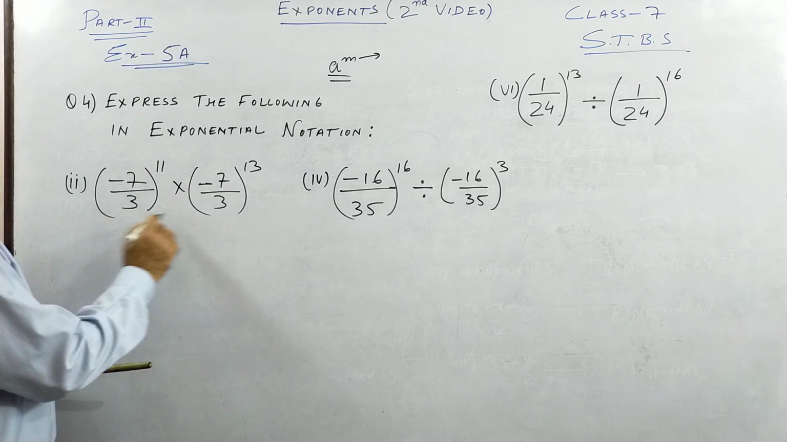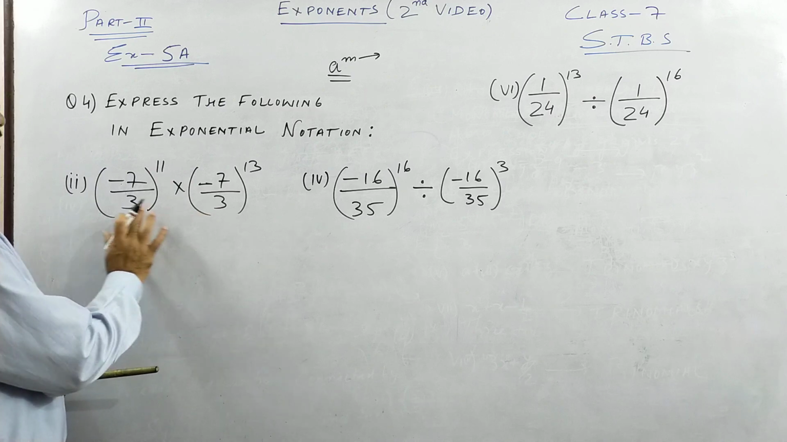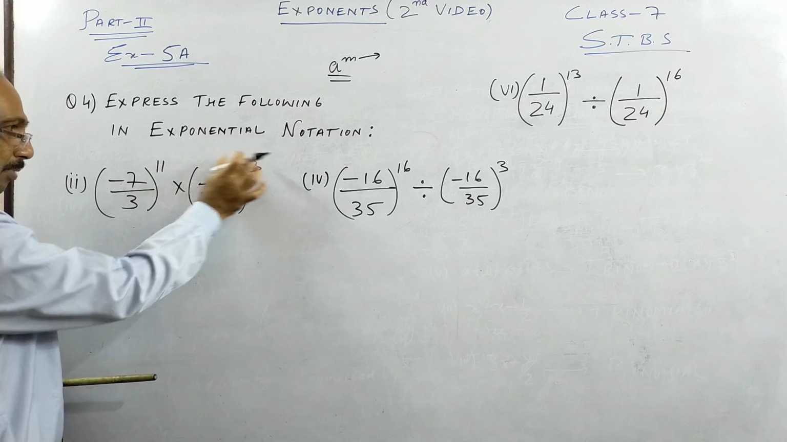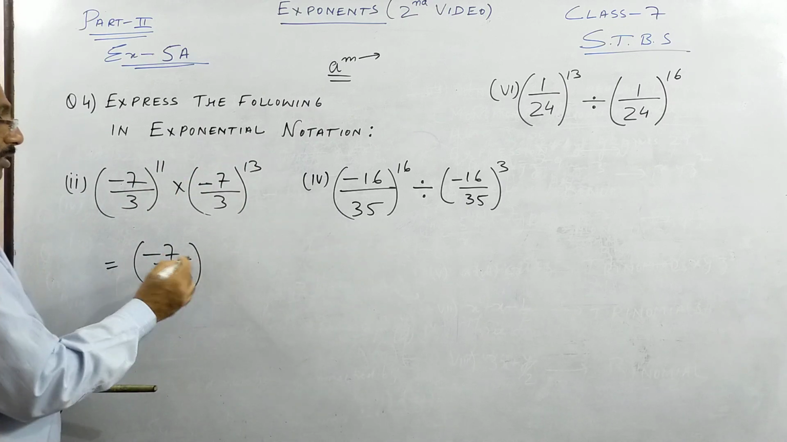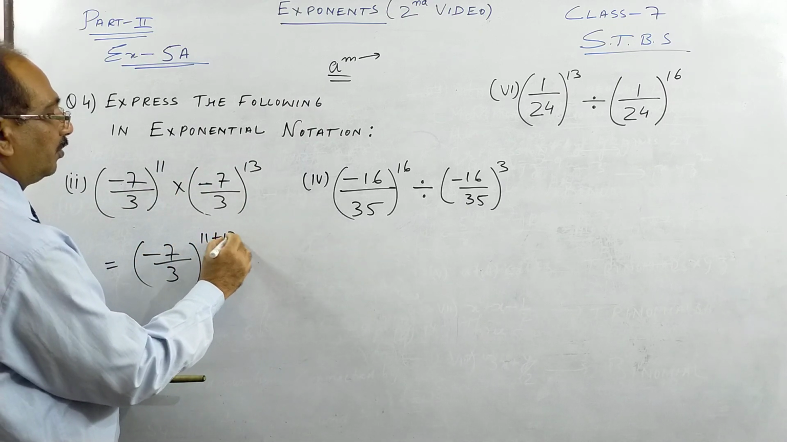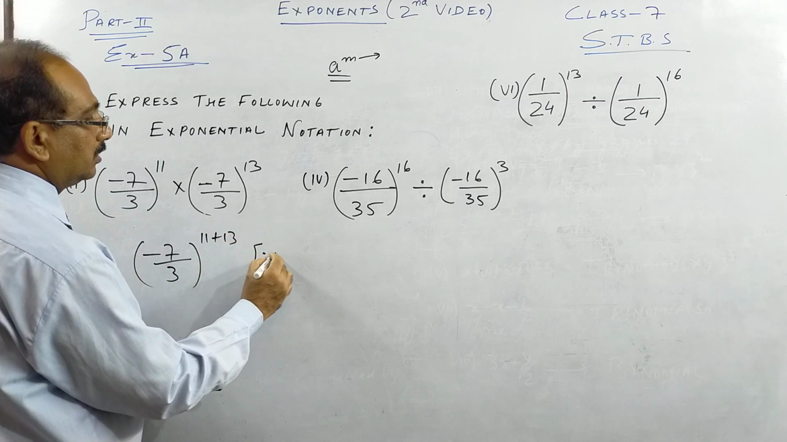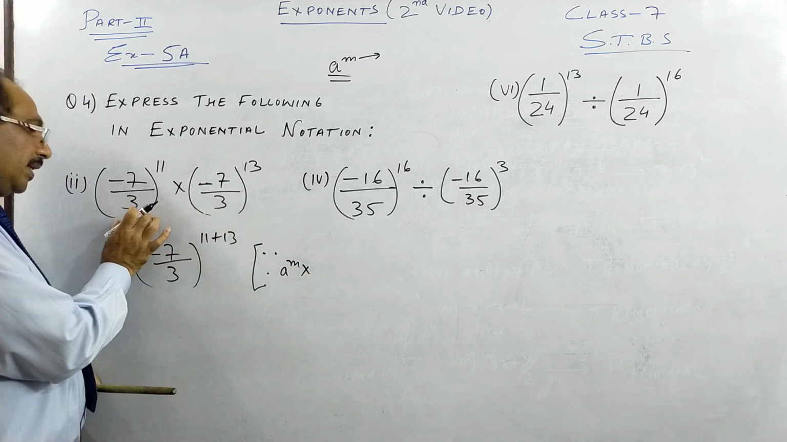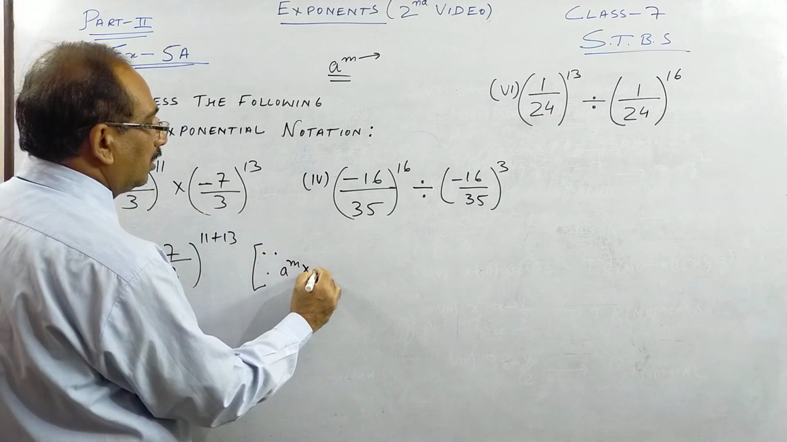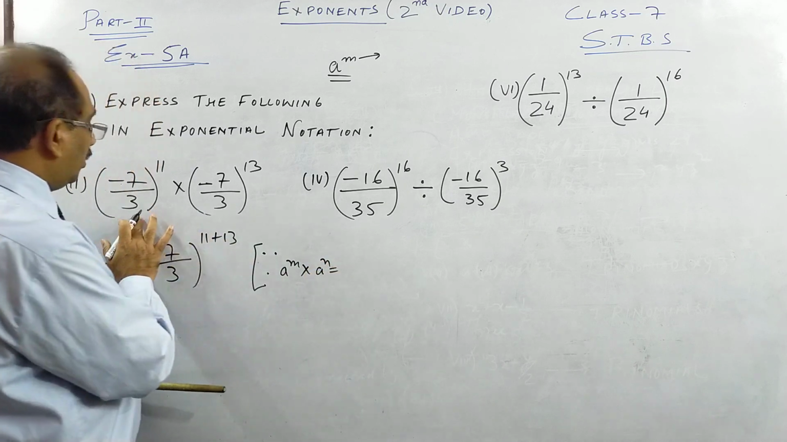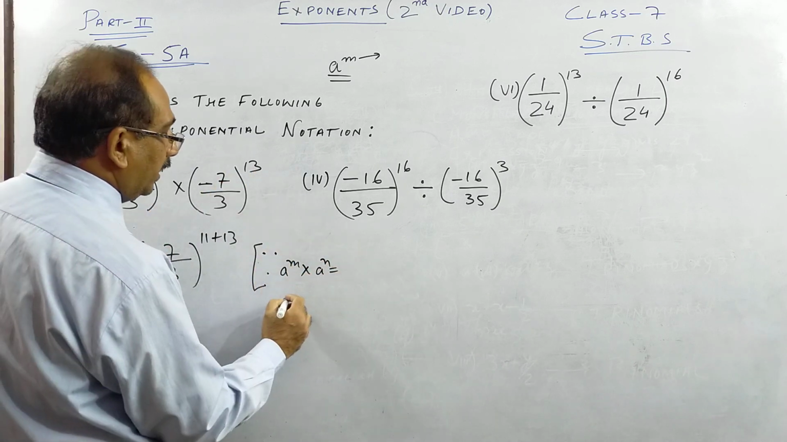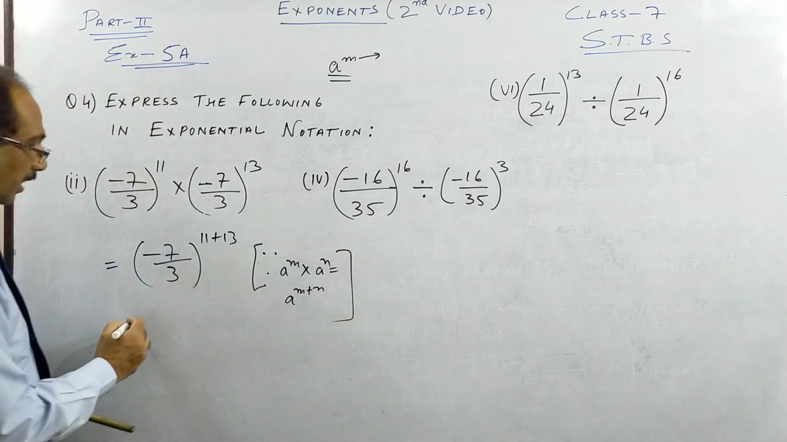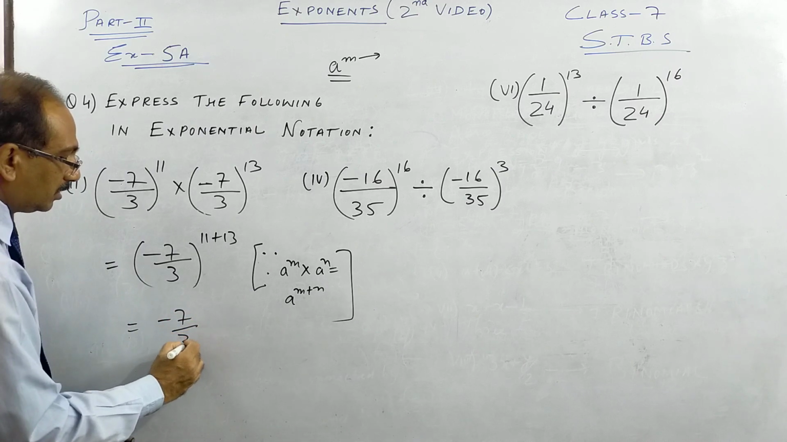So here we go. I told you there is something called the product law. When bases are the same, powers are added. Remember the very first law. If you want to recapitulate, a to the power m, this whole thing is a, a fraction can be considered as one thing. a to the power m into a to the power n, we get a to the power m plus n. So here we add the powers.